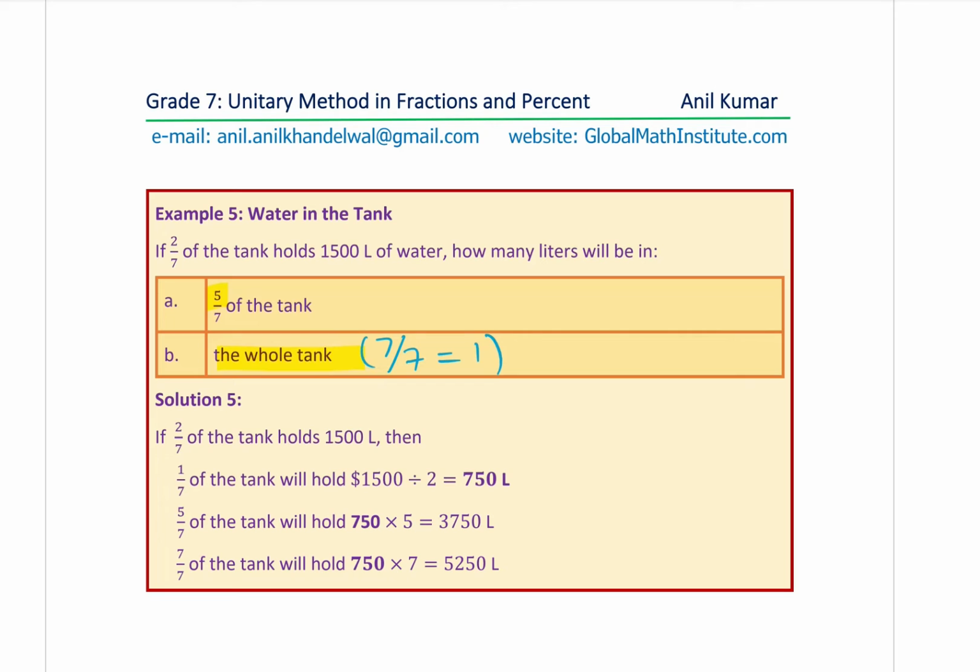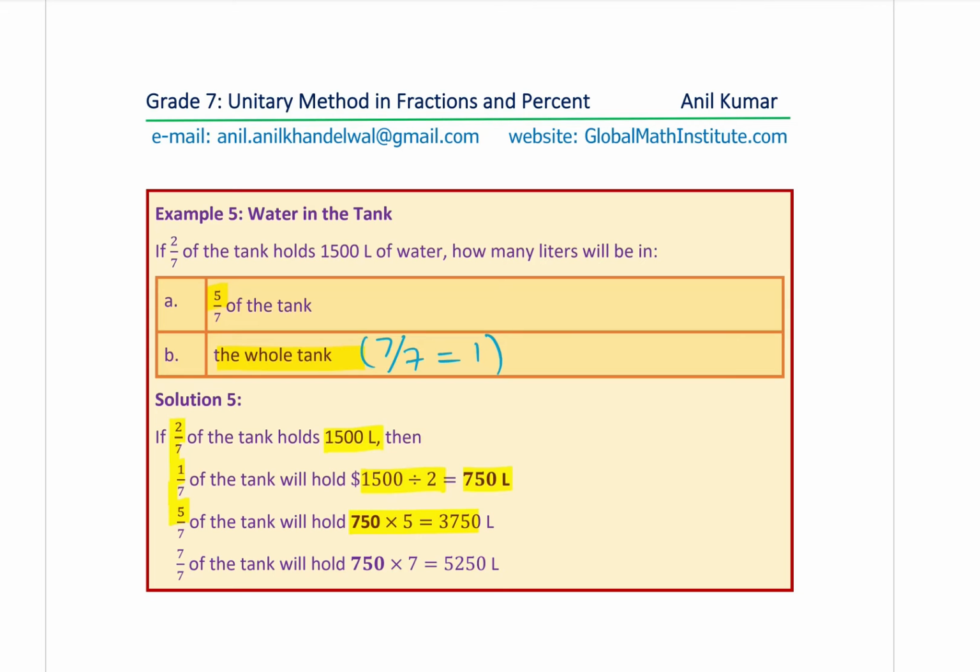We are given that 2/7 of the tank is 1500 liters. Find what is 1/7. Divide this by 2, which is 750 liters. That becomes the rate, unit rate, right? Now, you can multiply by 5 to get the value for 5/7. Multiplying by 5 gives you 3750 liters.